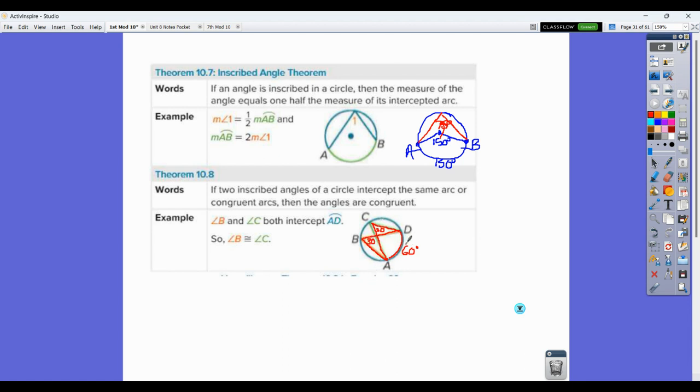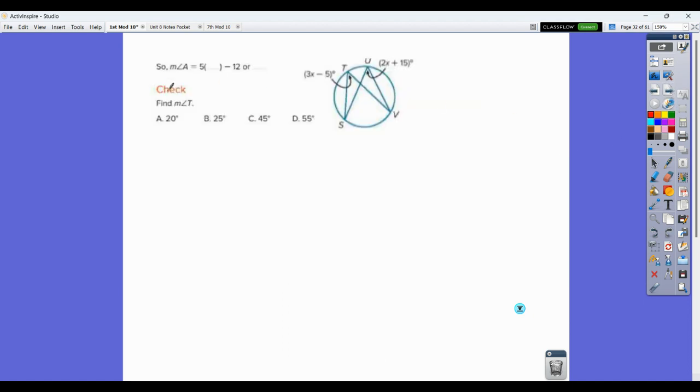So not always knowing the measures, you still know that these two angles that are both inscribed of the same arc are congruent to each other. Okay, so let's go through some of the checks in here. So we are looking at, I'm trying to find it on mine, page 594 in the middle there.